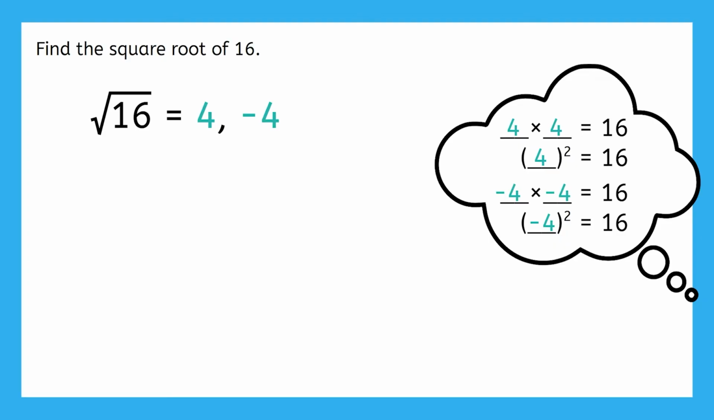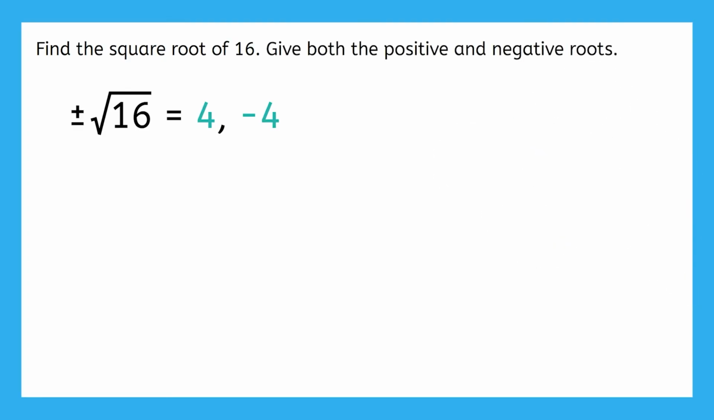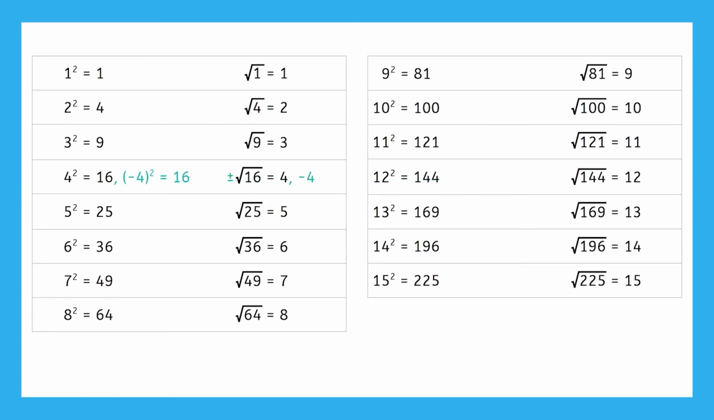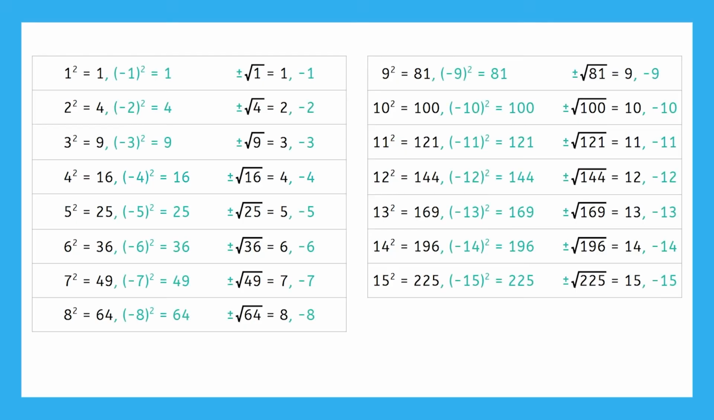There are a few ways to write our answer to include both the positive and negative roots. We could write negative 4 or 4, negative 4 comma 4, or plus or minus 4. So 16 has both a positive and negative square root. Do you think that's true for all of our square roots? It is. Pause the video to write the negative roots in your guided notes.